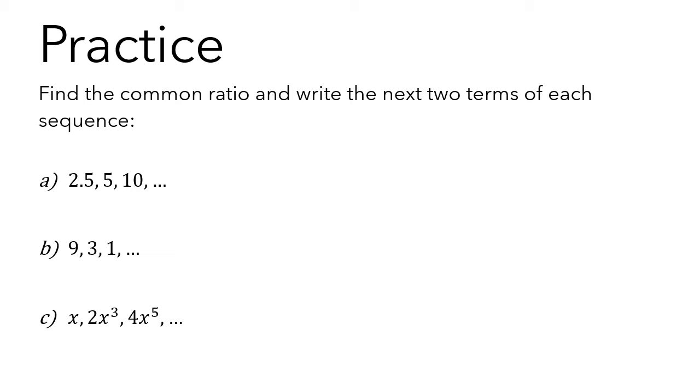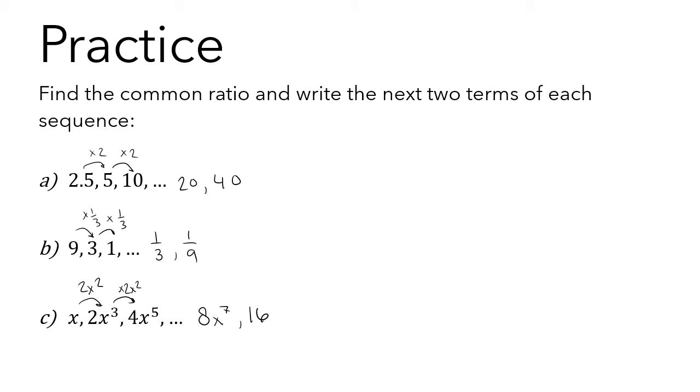Let's practice finding the common ratio and writing the next two terms of each of the sequences below. So 2.5 to 5 is times 2, and 5 to 10 is again times 2. 10 times 2 is going to be 20, and 20 times 2 will be 40. The next one is going to be times 1/3, times 1/3, and then 1 times 1/3 is 1/3. 1/3 times 1/3 is 1/9. This last one, to get from x to 2x cubed, we have to multiply by 2x squared, and then we do that again, times 2x squared. And so times 2x squared again will give us 8x to the 7th, and then 16x to the 9th.